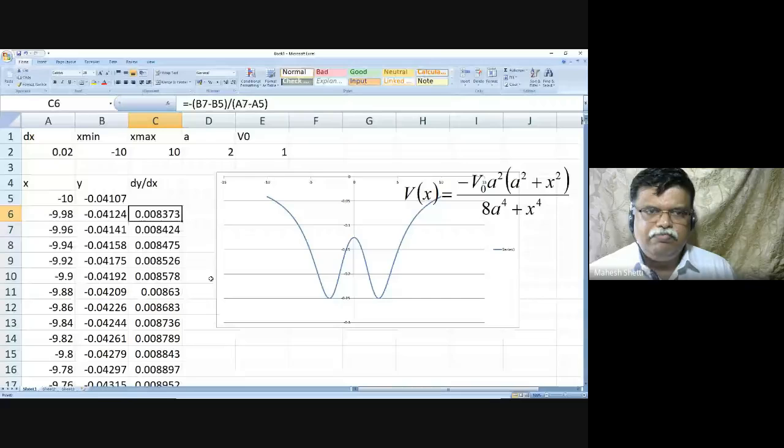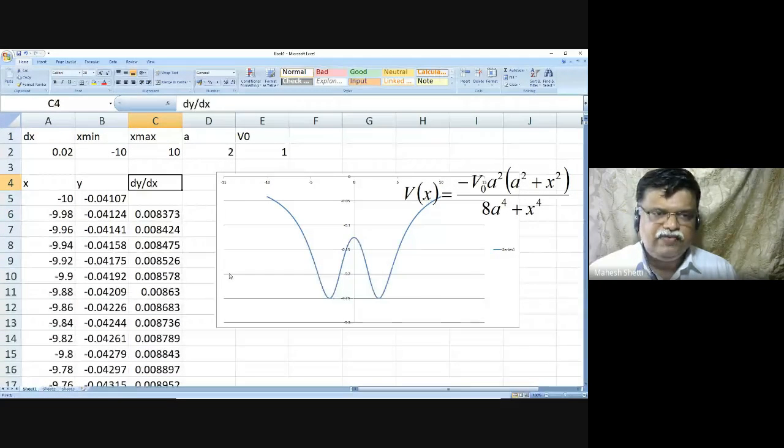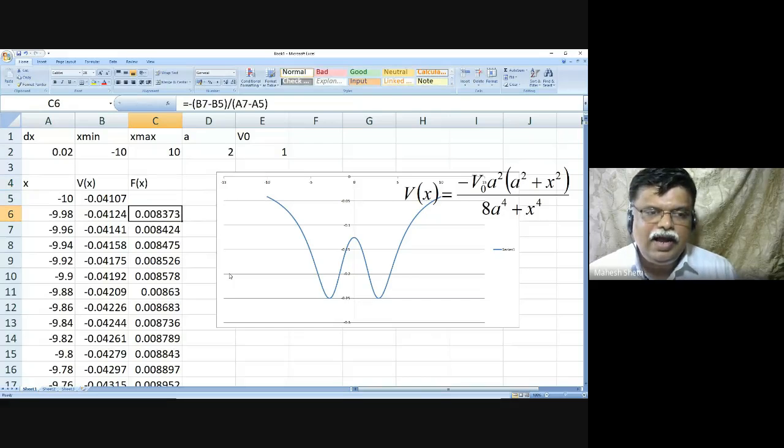So I just have put an extra negative sign over here. Now this is my force field. This I will call potential, V as a function of x, and this I will call F as a function of x. Okay, and I am going to plot this additionally.